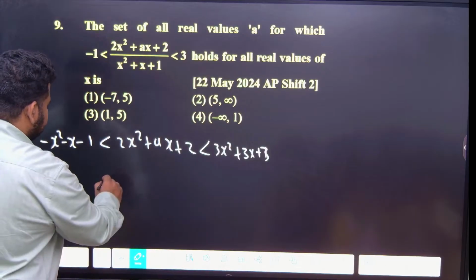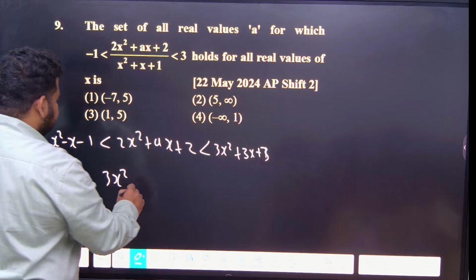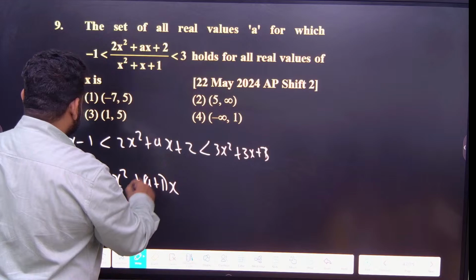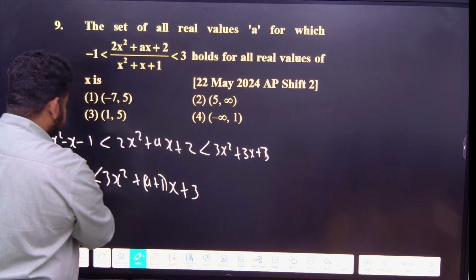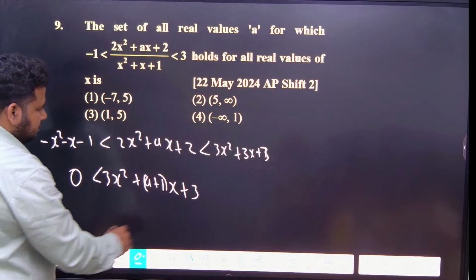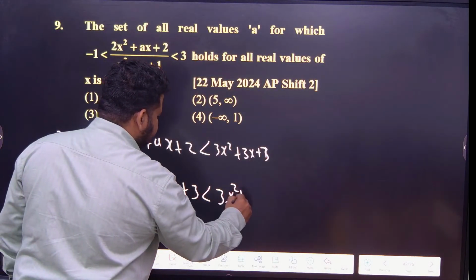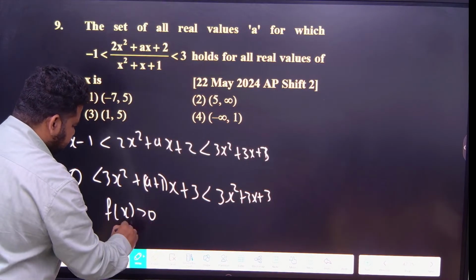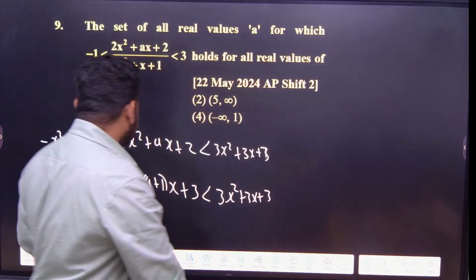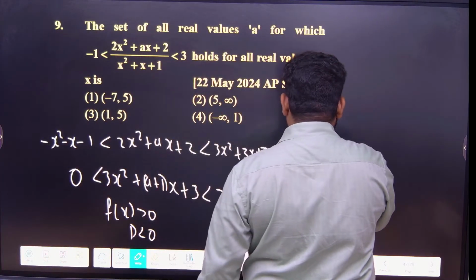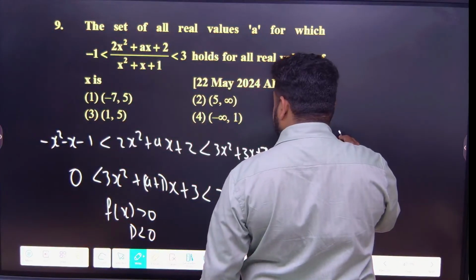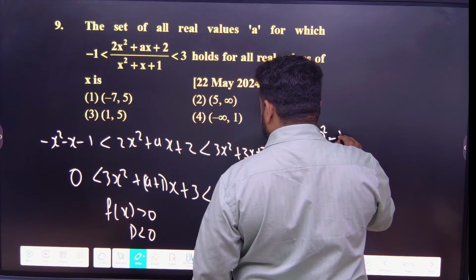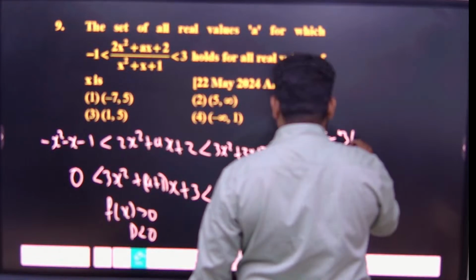Send all of it to this side: 3x square plus a plus 1 times x plus 3 is greater than 0. F of x is greater than 0. Here it is 3x square plus 3x plus 3. So f of x is greater than 0, then discriminant will be less than 0. Take the discriminant, b square minus 4ac: a plus 1 whole square minus 4 into 3 into 3, that is 36, is less than 0.